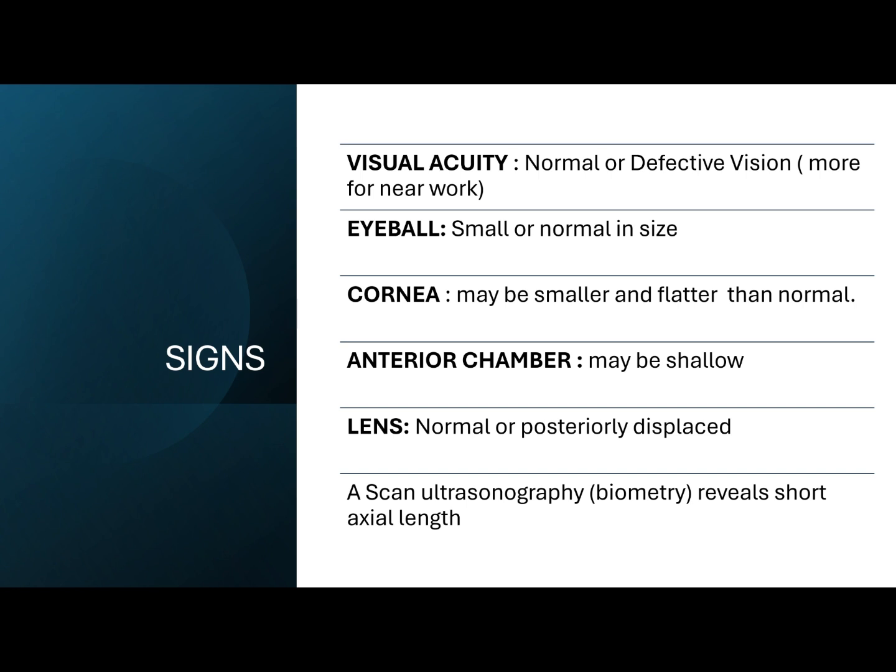When you look at the signs, as I already told you, it can either be completely normal visual acuity or defective vision more for near work. The eyeball may be normal in size or small. The cornea may be flatter or it might be smaller because of microcornea. The anterior chamber many a time is shallow, but it is not a necessity that they must have a shallow anterior chamber. The lens may be normal or posteriorly displaced in case of positional hypermetropia. And A scan invariably shows a short axial length.